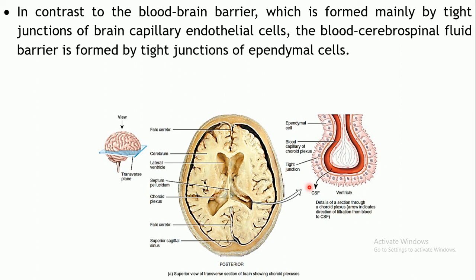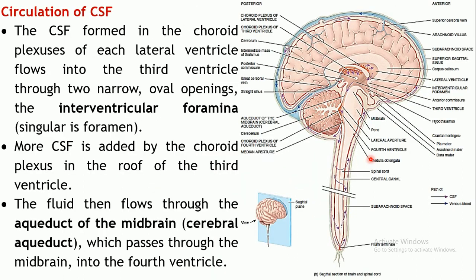So what's the difference between the blood-brain barrier and the blood cerebrospinal fluid barrier? In case of blood-brain barrier, it is the endothelium of the blood vessels which are held together by tight junctions, and additionally these are covered by the processes of the astrocytes. Whereas in case of blood cerebrospinal fluid barrier, it is the tight junction in between these ependymal cells which is actually acting as a barrier, which prevents the movement of the substance.